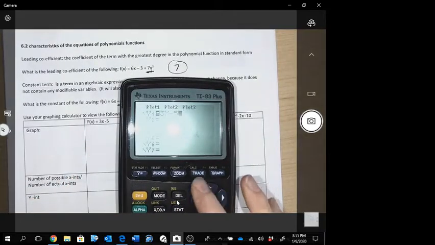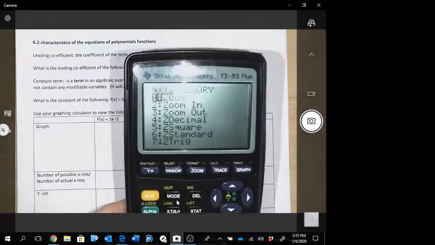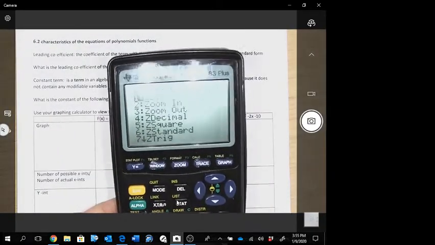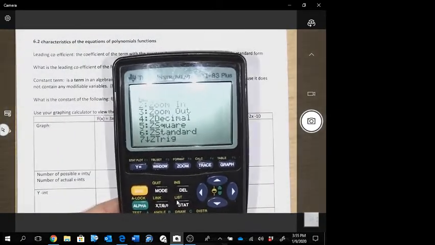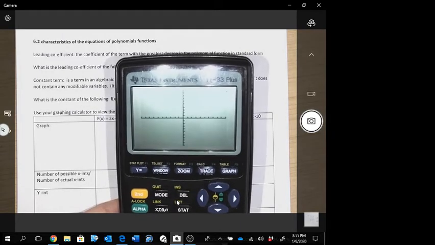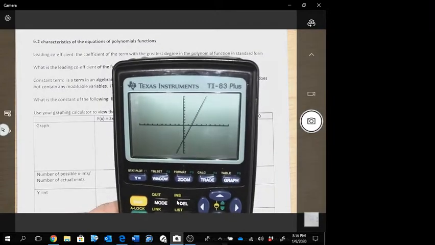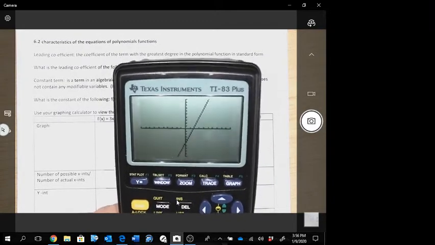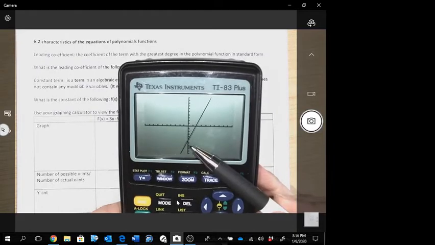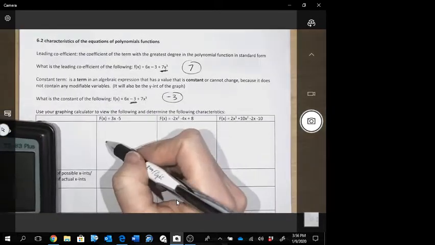Okay, I always go to zoom and then I do 6 because then it puts it on a 10 by 10 grid, and then if I need to adjust it to go higher or lower, right, left, I do that after. So zoom and then I push 6 and it's going to put it on a 10 by 10. Okay, so that is the line, and I knew that -5 would be my constant, my y-intercept. Okay, and you can see a slope of 3.